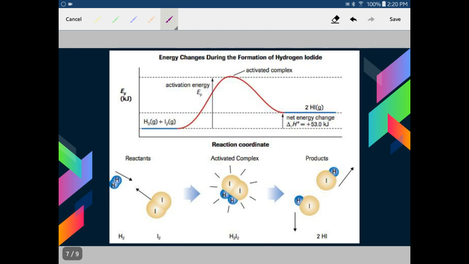If we look at a different example, for example, the creation of hydrogen iodide, we see that we have hydrogen gas and iodine, and if they collide effectively, we get our activated complex, and we produce hydrogen iodide. Now, when we look at this energy diagram here, we see that in general, we have a net energy change that is a positive value, meaning that this is an endothermic reaction.